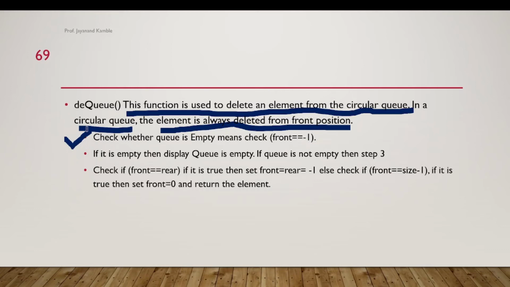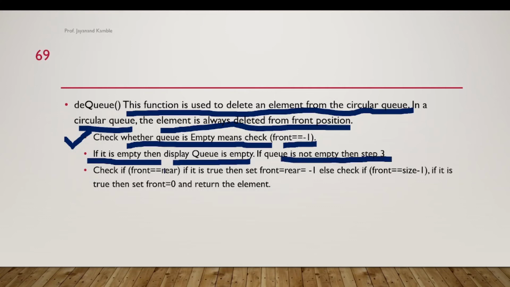So here, what we need to check when we want to delete an element: initially we need to check whether my queue is empty. If the queue is empty, no deletion. Checking whether the queue is empty means checking front equal to minus 1. In this case, if it is empty, then we display that the queue is empty. If the queue is not empty, then we go to step number 3.